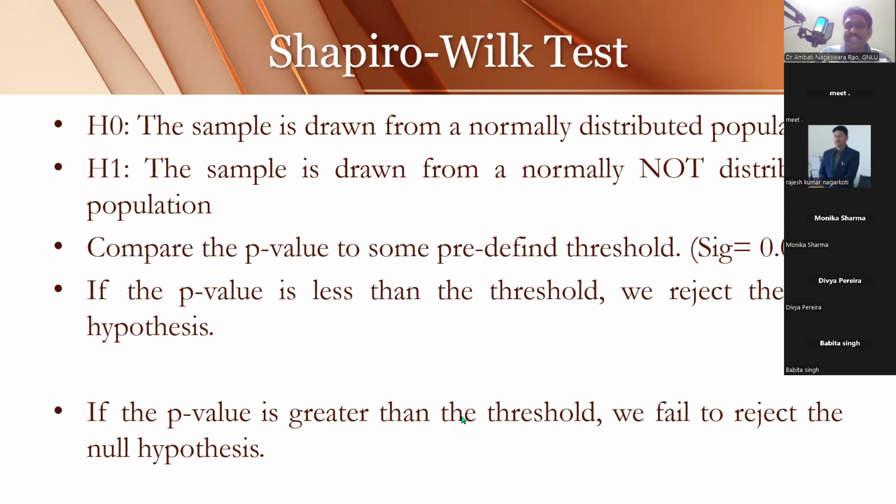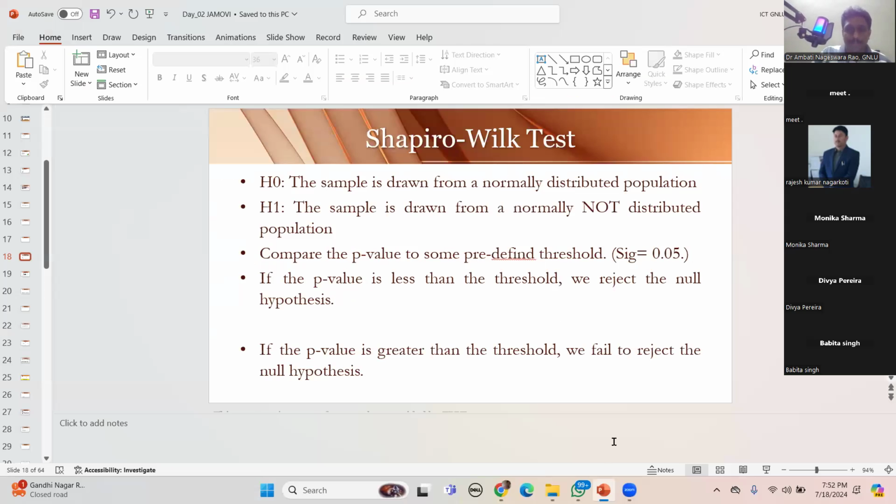If the p-value is greater than the threshold, we fail to reject the null hypothesis. This is how we are going to report the normality distribution of the data. So before conducting a one sample t-test, we'll verify whether our data is normally distributed or not.